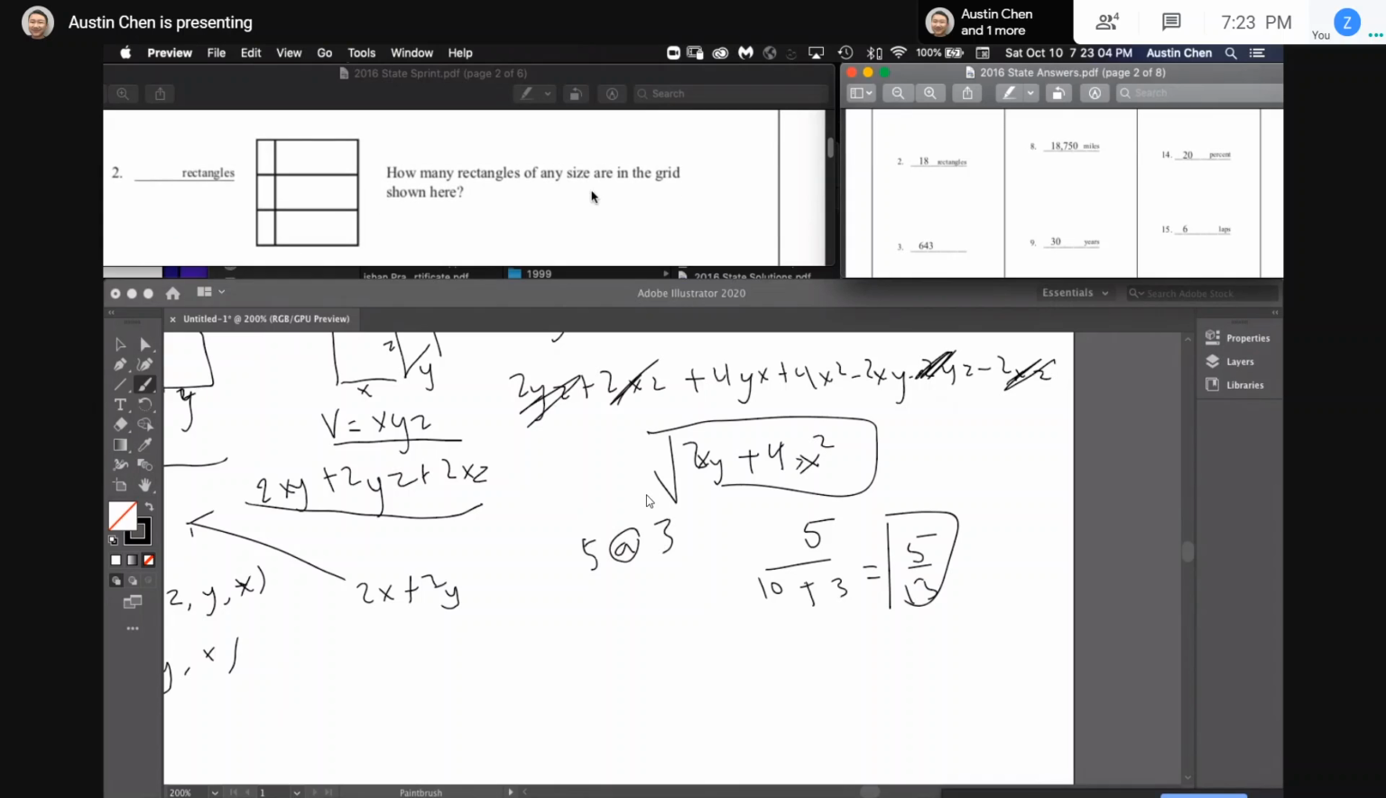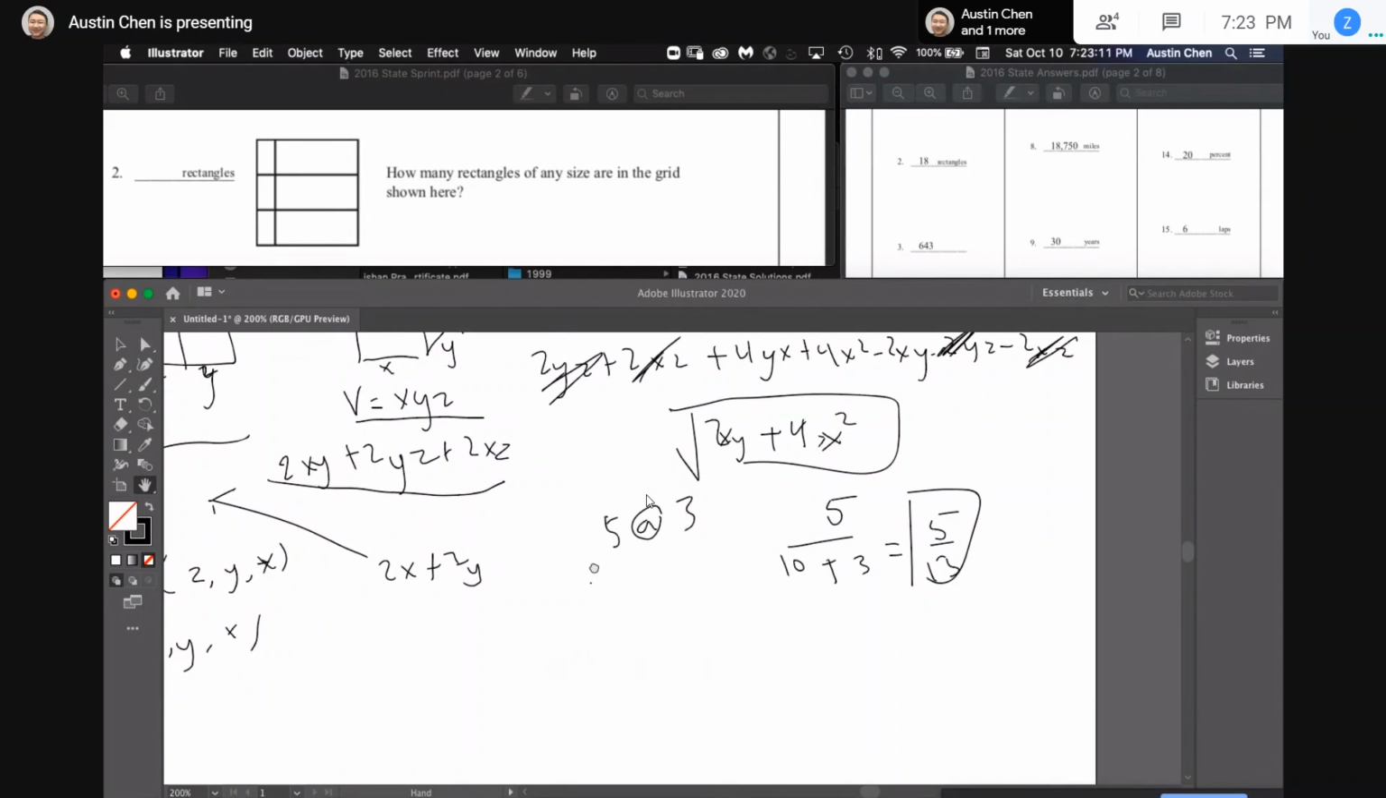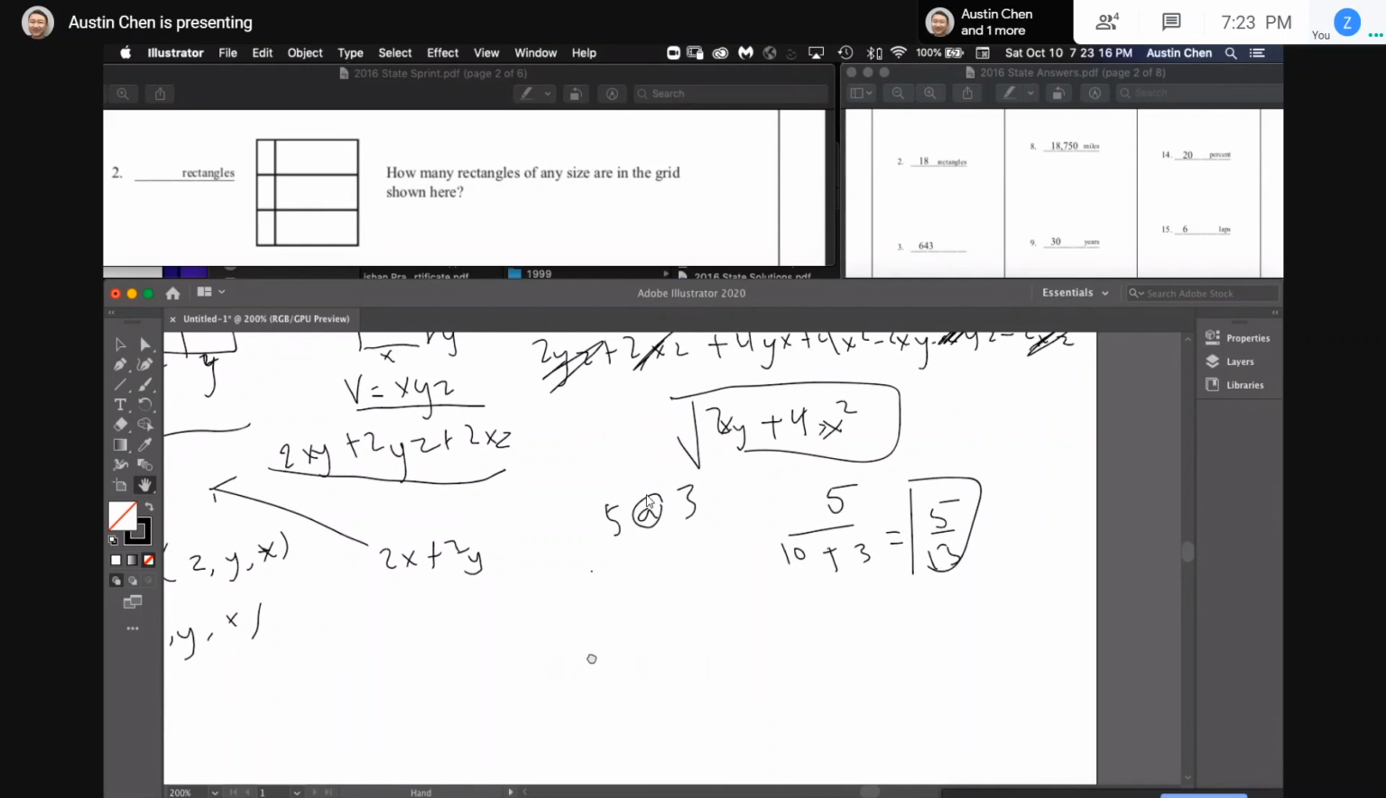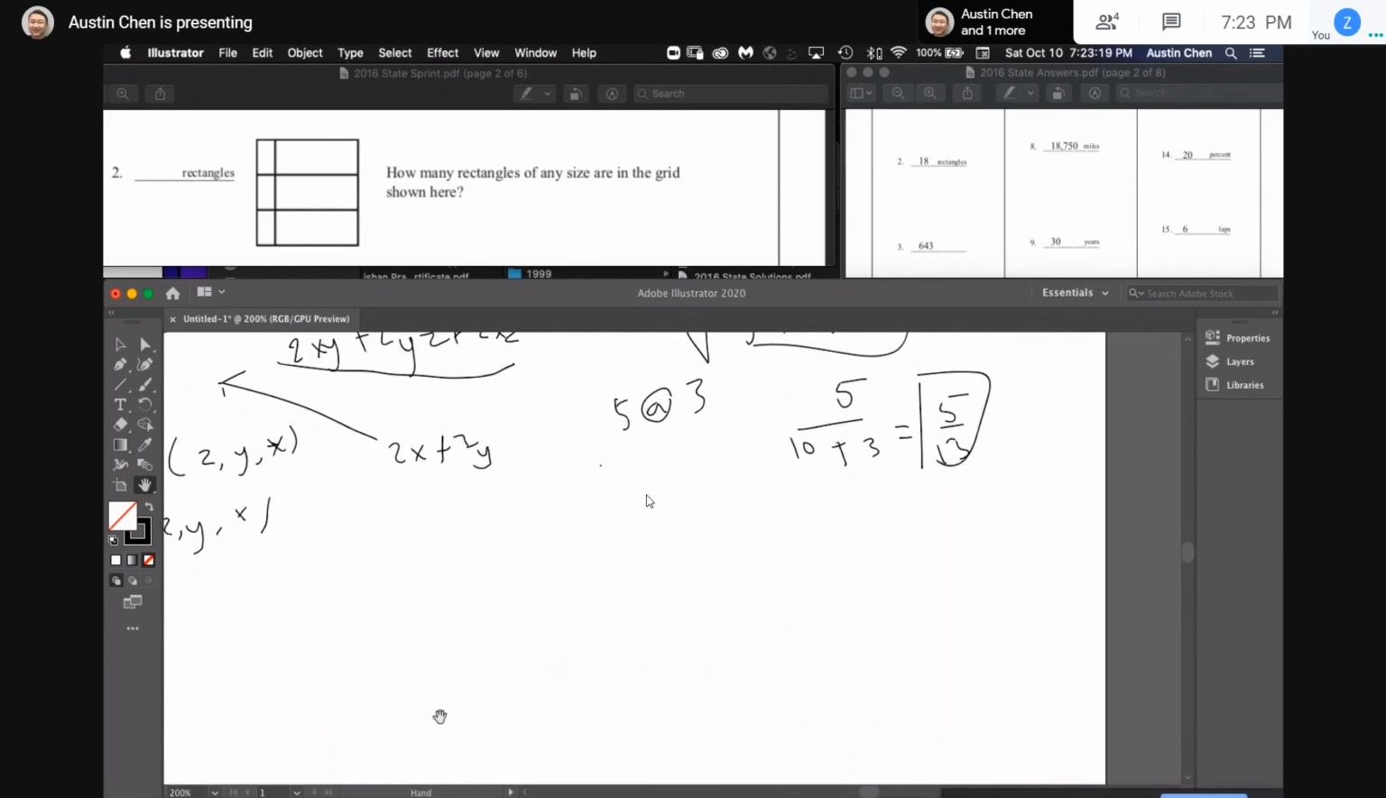Okay, next we have how many rectangles of any size are in the grid shown here? Okay. So again, if we have a shape finding problem, we should try to separate it into finding different shapes, and then adding all of those possibilities together at the end.